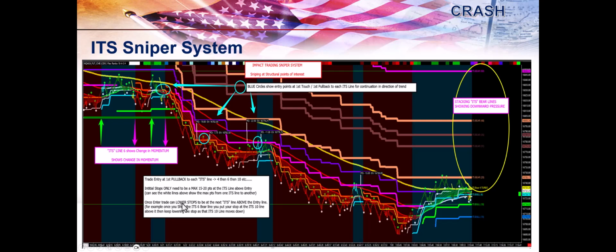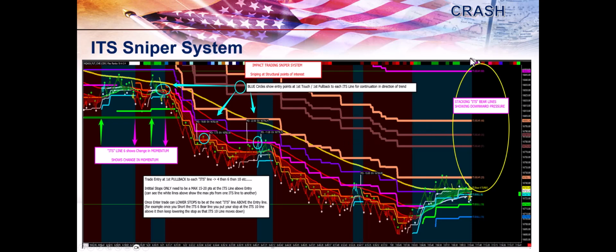Once you enter the trade, you can lower your stops to be at the next line above your entry line. So for example, if you short the ITS 6 bear line right here, I'd put a stop right at the pink line. And then as price continues to flow down, I just keep lowering my stop on the pink line and either get out somewhere else that's learned within the system, or worst case, I get stopped out because I keep lowering my stops.